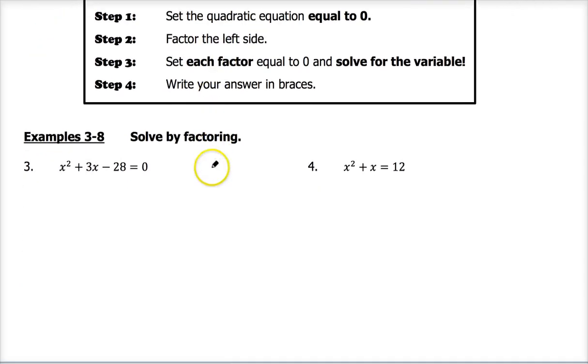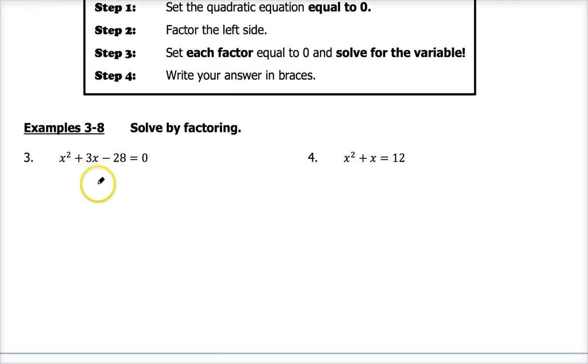So example 3, we have the equation x squared plus 3x minus 28 equals 0. Since the equation's already set equal to 0, I can start factoring the left side. So x squared plus 3x minus 28, that's a trinomial.